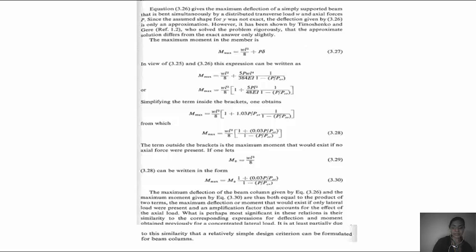The maximum deflection of the beam column given by equation 3.26 and the maximum moment in 3.30 are thus both equal to the product of two terms: the maximum deflection or moment that will exist if only lateral load were present, and an amplification factor that accounts for the effect of the axial load.